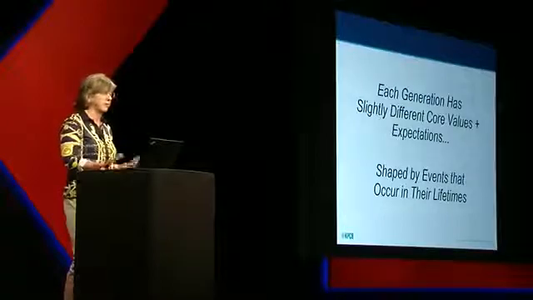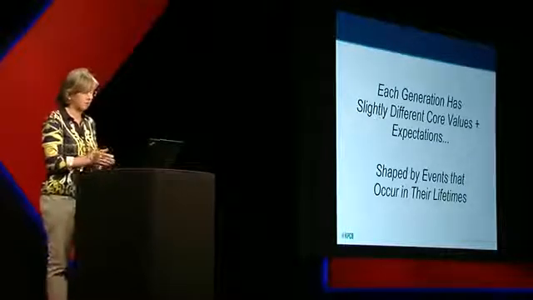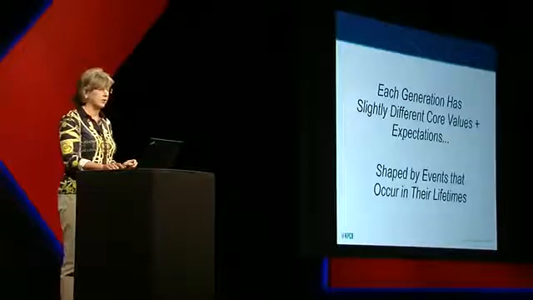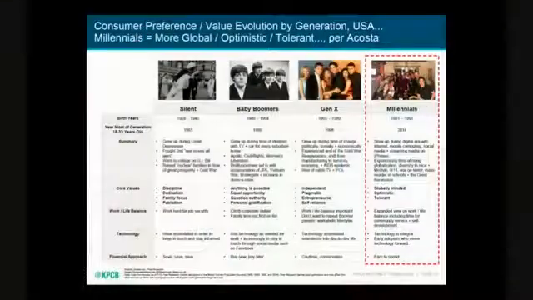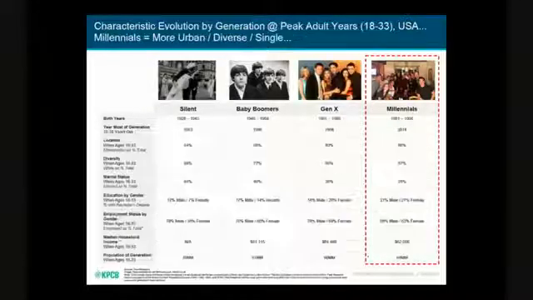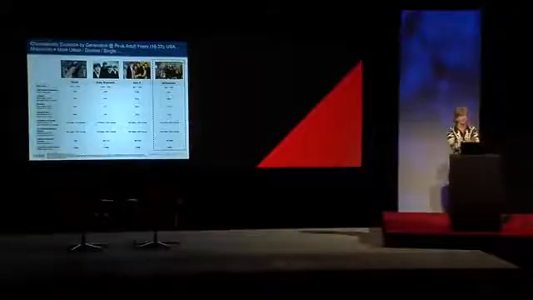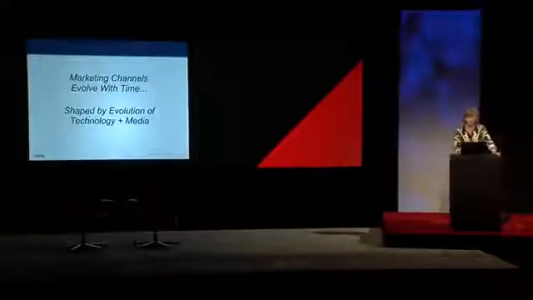Each generation has slightly different core values and expectations, often shaped by the events that occur in their lifetimes. Try reading this right now, but the net of it is millennials tend to be more global, more optimistic, and more tolerant. This is data from Acosta. And millennials tend to be more urban, diverse, and single.